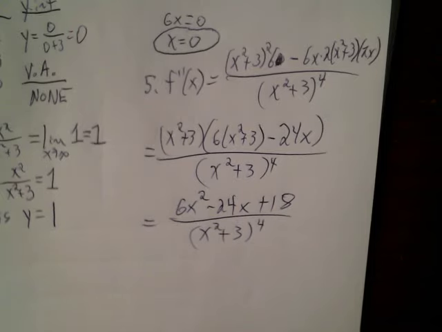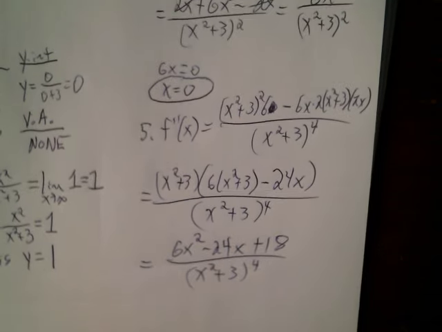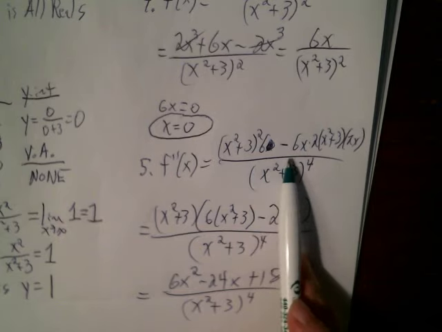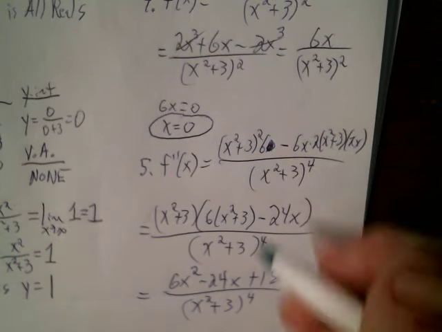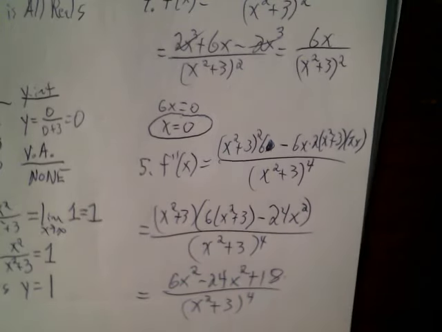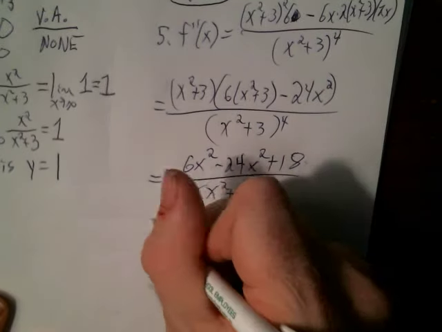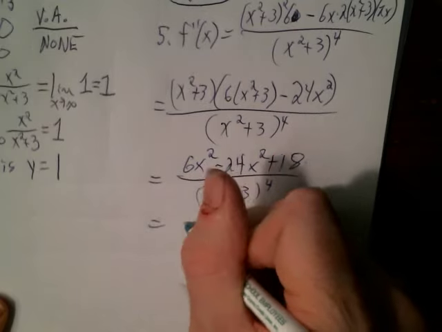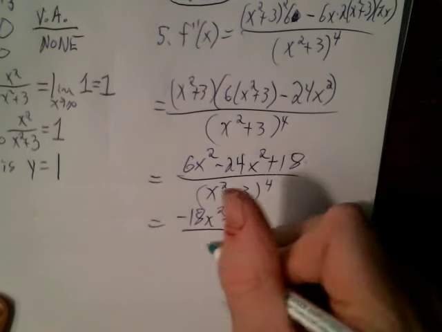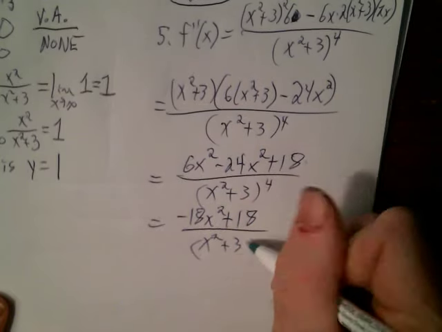I need to find where the second derivative is, and I think I made a mistake back there. Let me see. Oh, this should be x squared, sorry. So, sorry about that. That'll mess things up just a little bit. 6x squared minus 24x squared is negative 18x squared plus 18 all over x squared plus 3.